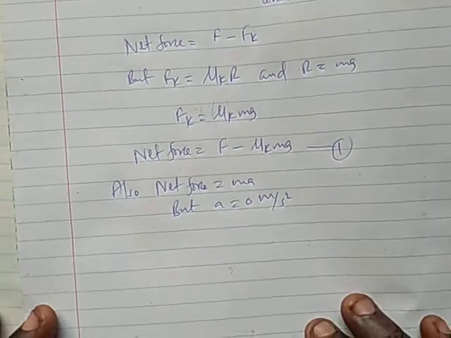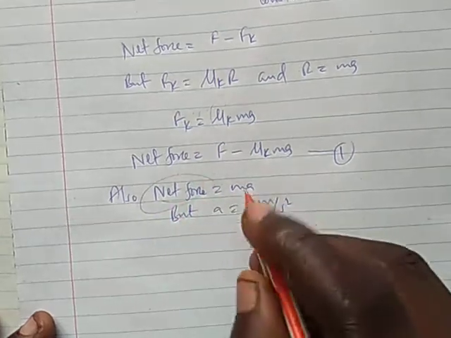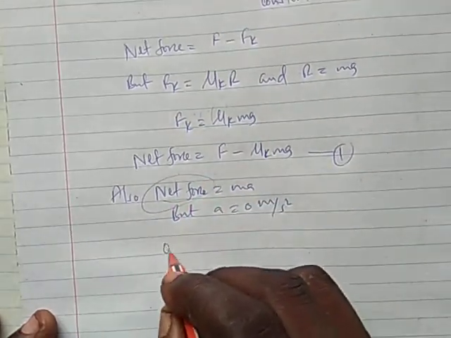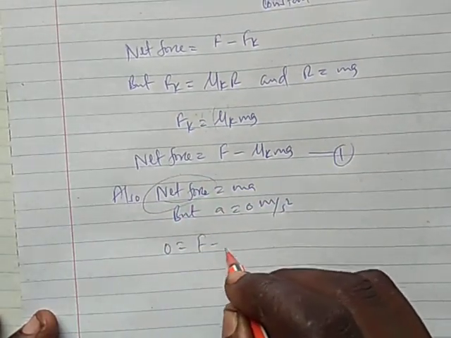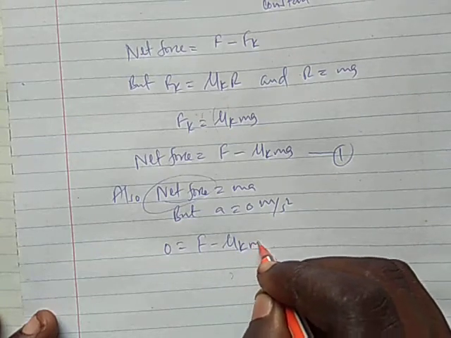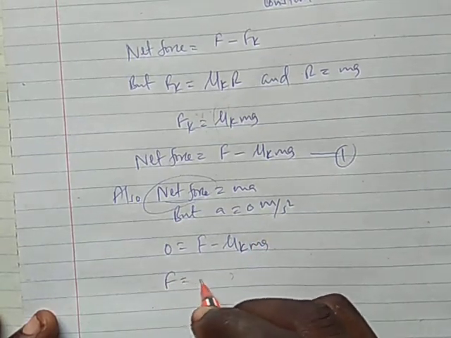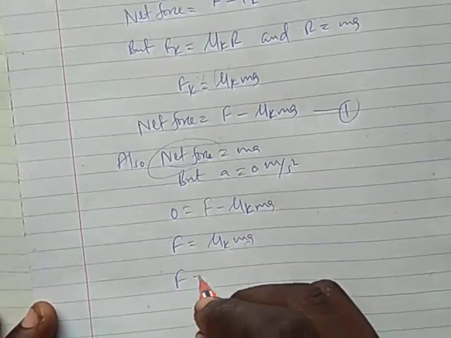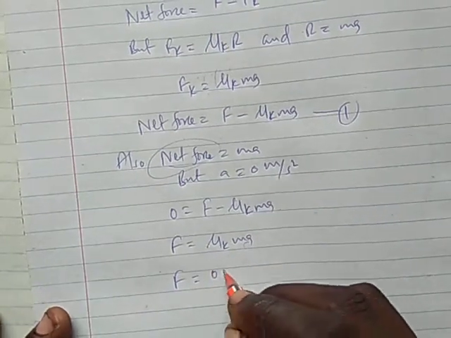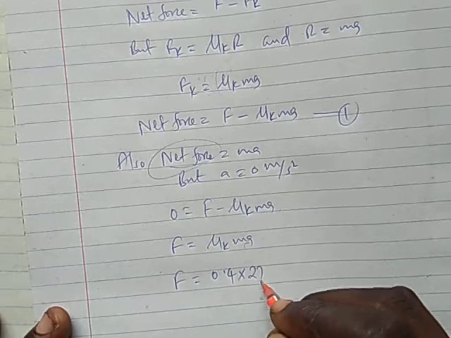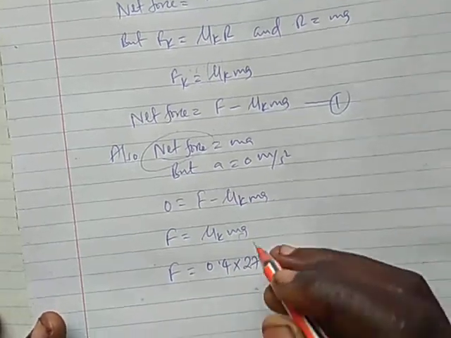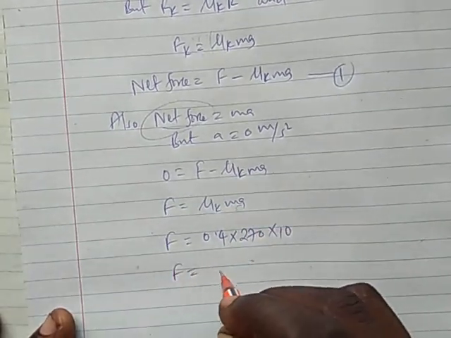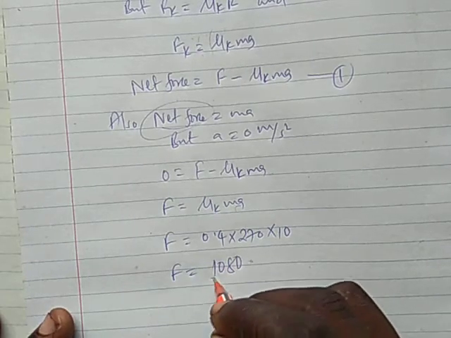So kama na move with constant velocity, that means net force will be equal to 0. Kutaweka 0 is equal to F minus mu k mg. F atakuwa sawa na mu k mg. So force inayoact hapa itakuwa ni mu k 0.4, mass ni 270 mara 10. Kwa force itakuwa sawa na 1080.